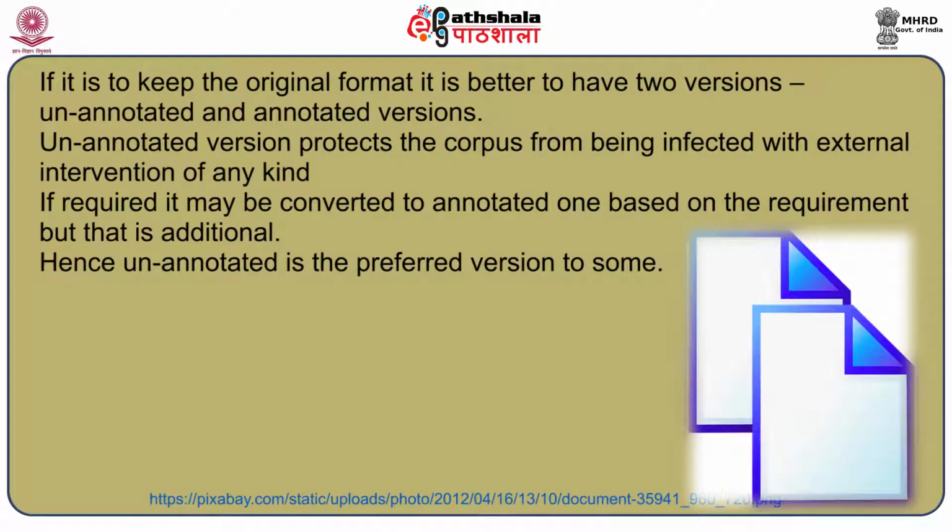So it is always better to have 2 versions. One version is an annotated version, another is an unannotated version. The unannotated version protects the corpus from being infected with external intervention of any kind. If required, an unannotated corpus may be converted into an annotated one based on the requirement of the end users, but that is additional. So the unannotated version is the more preferred one for some people than the annotated one.